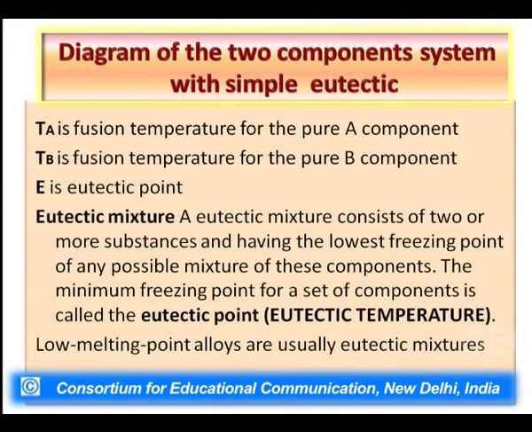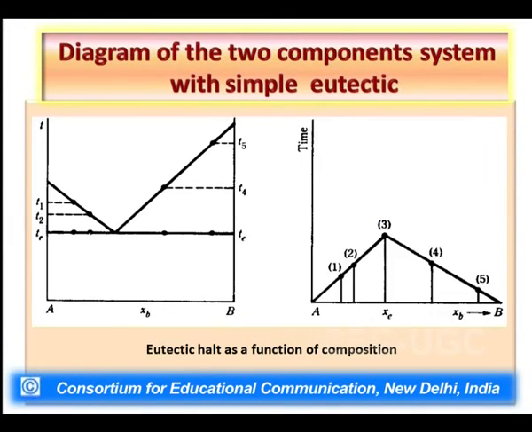Having said this, a eutectic mixture consists of two or more substances and has the lowest freezing point of any possible mixture of these components. The minimum freezing point for a set of components is called the eutectic point or eutectic temperature. Low melting point alloys are usually eutectic mixtures. We will discuss a tin-cadmium phase diagram, and we will get to discuss in what way this alloy helps us carry out the soldering process in the electronic industry. But before we do that, let us make another observation.